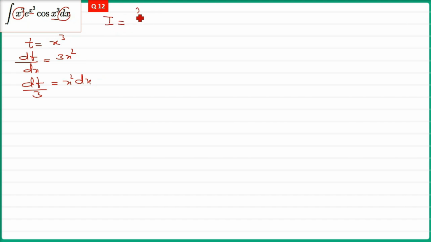So this I will be equal to, in place of x square dx, just write dt. 1 by 3 can be brought out. e raised x cube becomes e raised t, and cos x cube is cos t. Now do you see? e raised x cos x, e raised x sin x was the first thing I told you in the beginning of this discussion. So this is just a revision of e raised x cos x, which we are going to apply here.